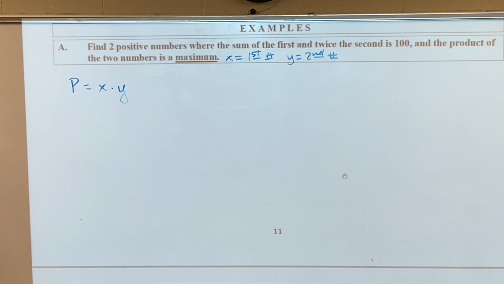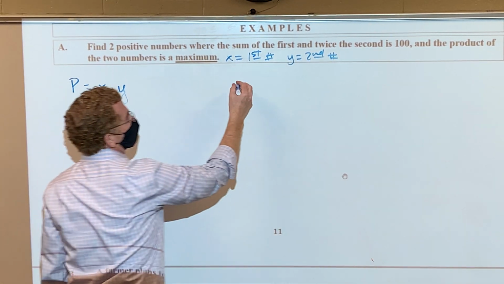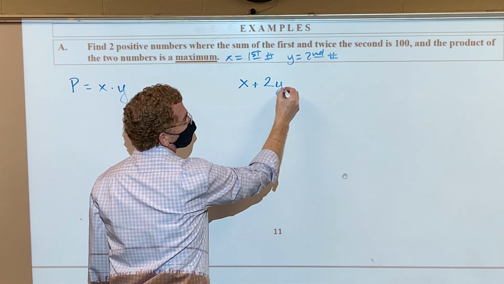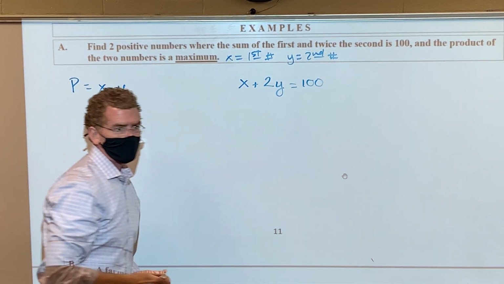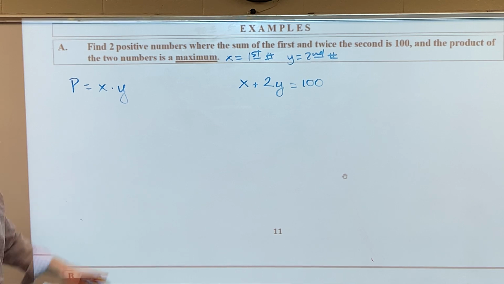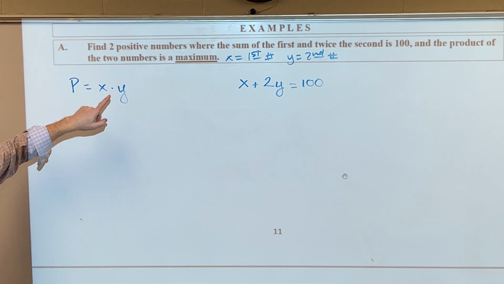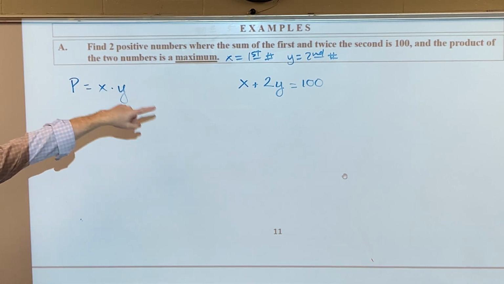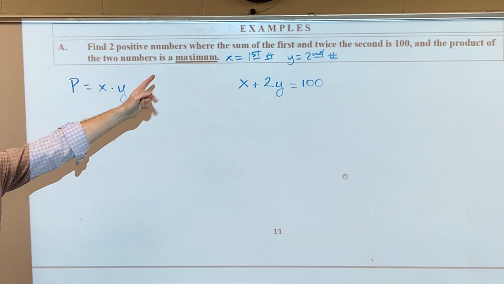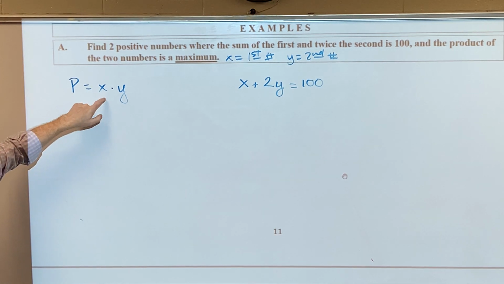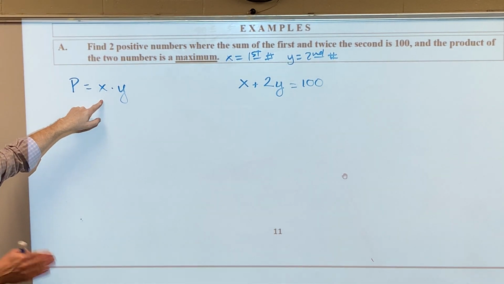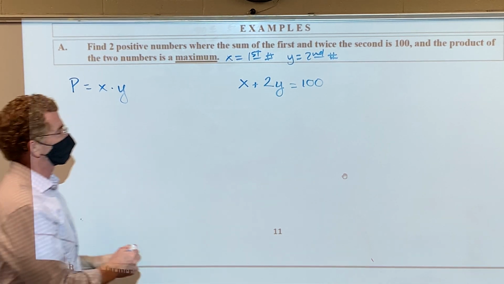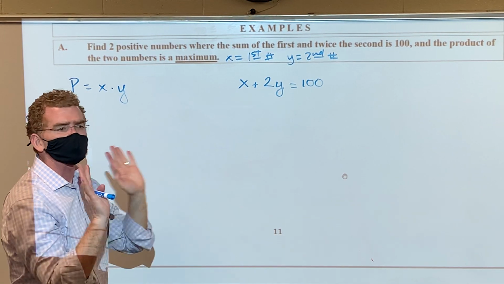So do you know anything about X and Y that relates those two? X plus 2Y equals 100. So it said the sum of the first and twice the second is 100. So if I look over here, I can get rid of the Y, or the X, it's your call, by taking this and solving for 1 variable and replacing it. Now I like X here, because I'm kind of used to taking a derivative with X's. But if you want to have Y's, you can do that too. It might be easier the way I've set it up with Y, but I'm going to stick with X here.